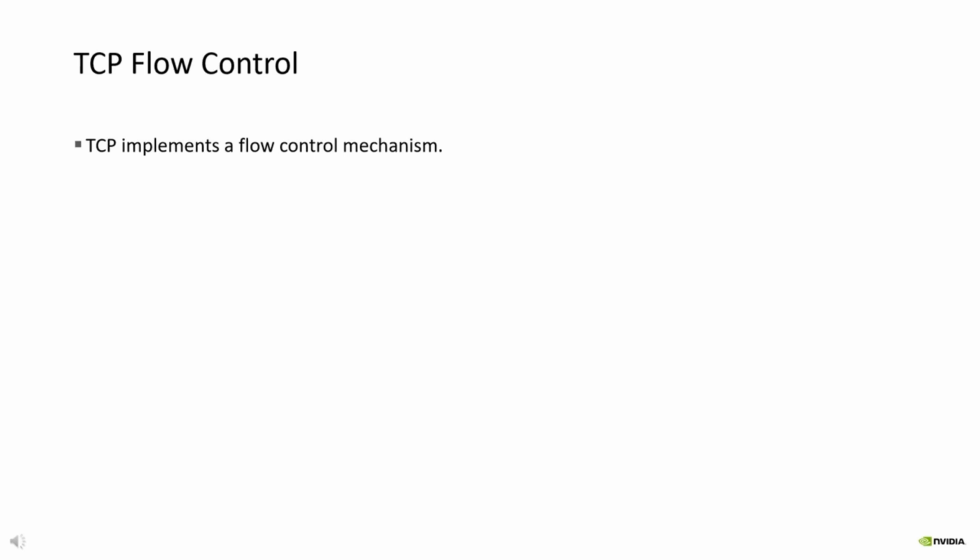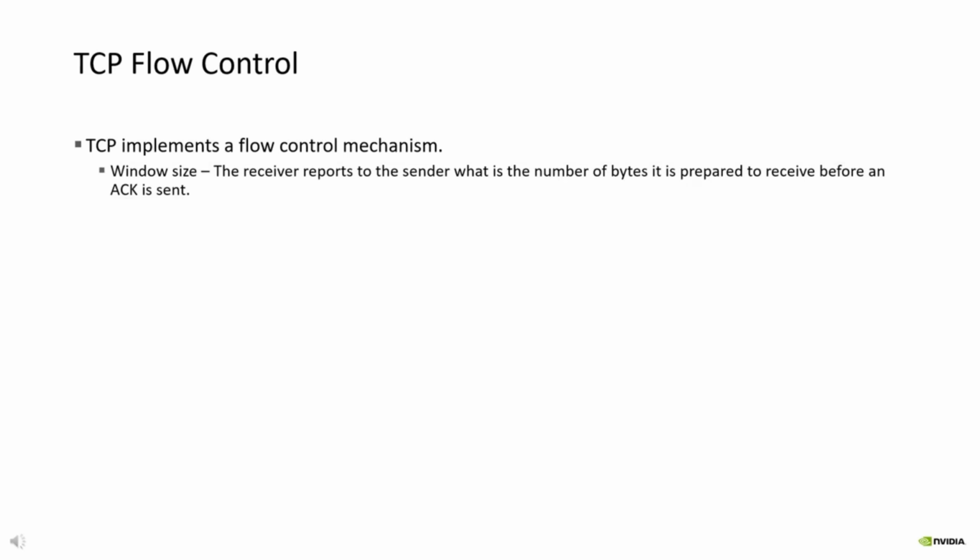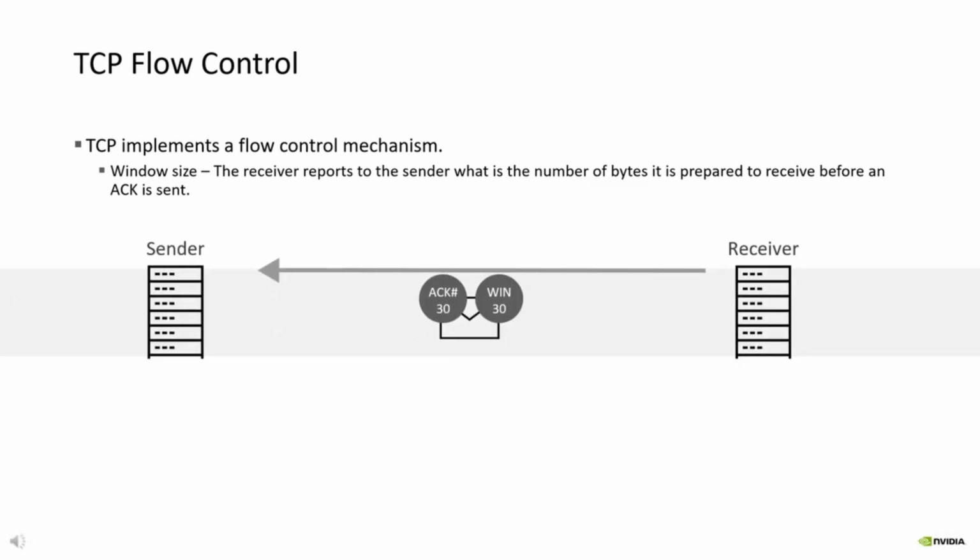To control the amount of data that the sender sends, the receiver will advertise its receive window size, that is, the spare room in the receive buffer, or the number of bytes it is prepared to receive before an acknowledgement is sent. In this example, the receiver acknowledges the first 30 bytes with acknowledgement number 30, and reports to the sender that it can receive an additional 30 bytes with window size 30.